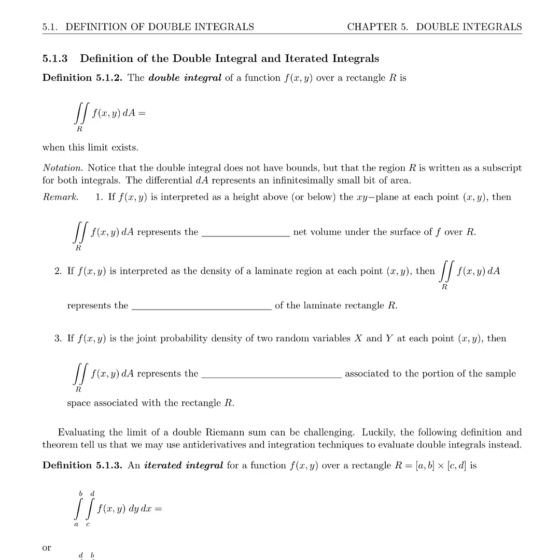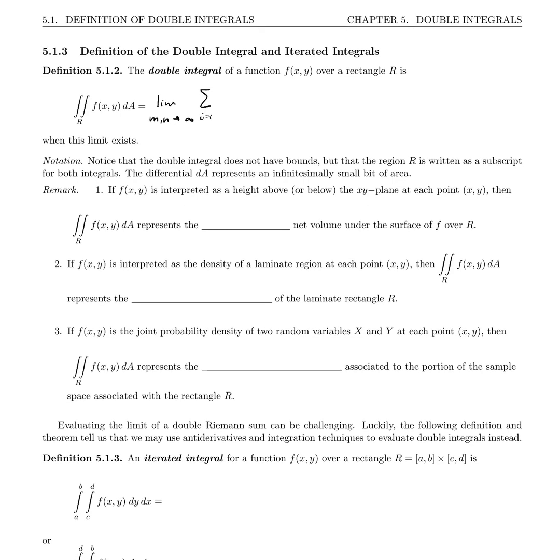In this video, we're going to begin section 5.1.3 on the definition of the double integral and iterated integrals. So, definition 5.1.2: the double integral of a function f of x, y over a rectangle R is written like this, the double integral over R of f of x, y dA, and it is the limit as both m and n go to infinity of the Riemann sum that we were looking at in the last couple of videos.